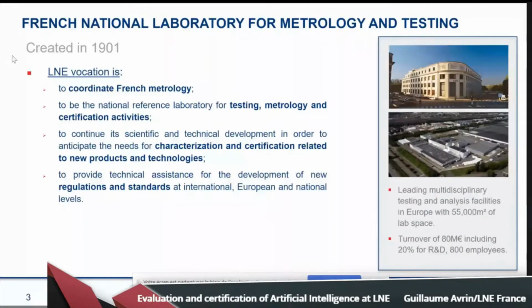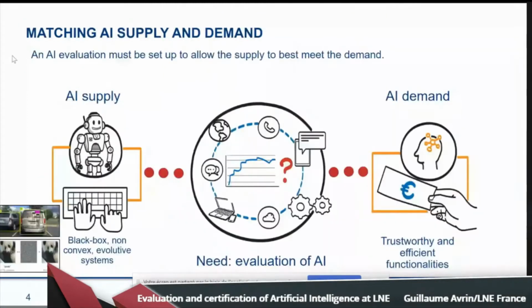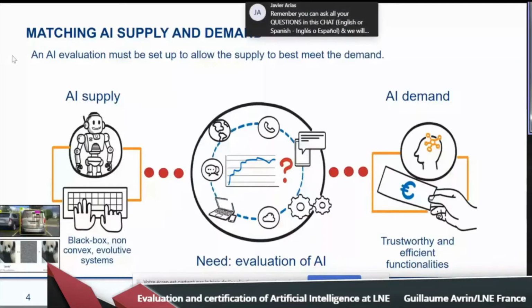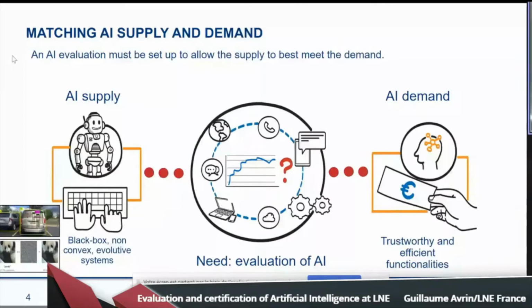The reason why we are interested in evaluating artificial intelligence systems is because, as you know, for the moment AI is mainly a buzzword, and we want to make sure that AI supply is getting closer to AI demand. On the supply side, people are developing black box non-convex evolutive systems, whereas on the demand side, users are looking for trustworthy and efficient functionality. To make sure that these black boxes conform to what end users are looking for, there is a need for evaluation. It's the same as for other kinds of products entering the market, where we want to make sure that they are compliant with the requirements of end users and regulations.